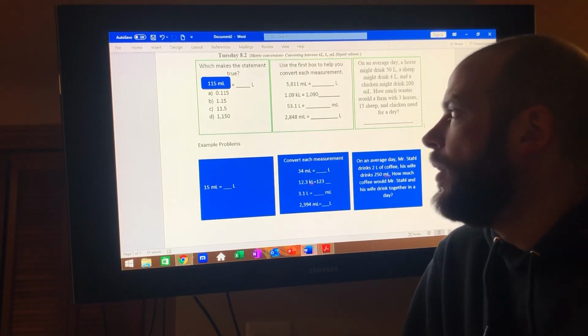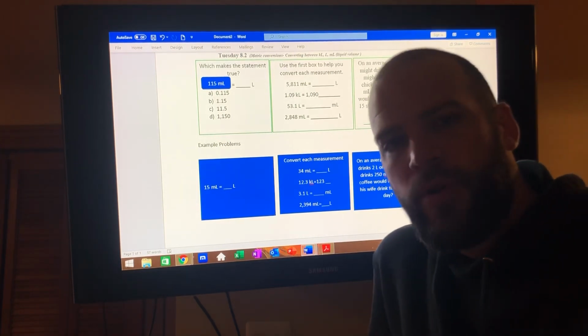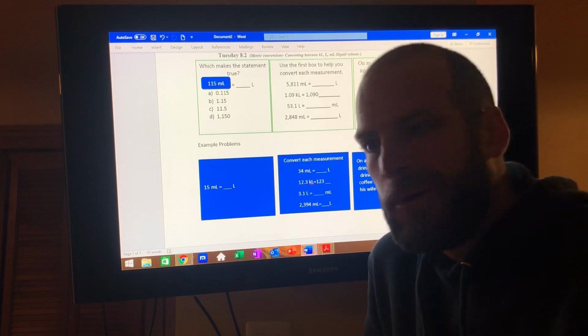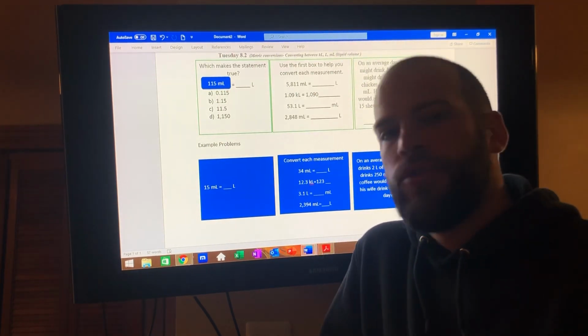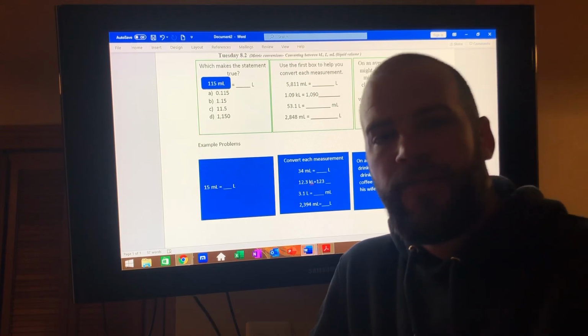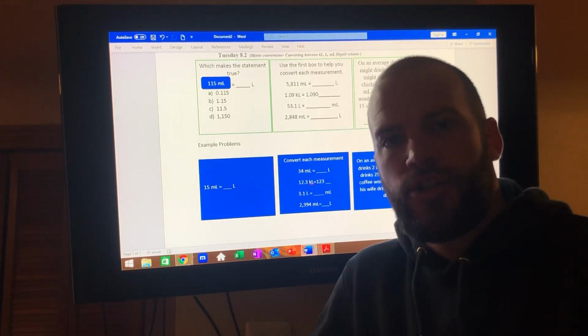Okay, so we are working with liquid volume. Think about if you want to get some pop or Mountain Dew from the store, usually you have 2 liters. So a 1 liter is going to be half of that. And those are those big ones that you get to share.